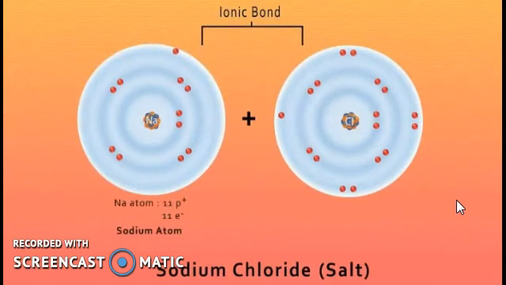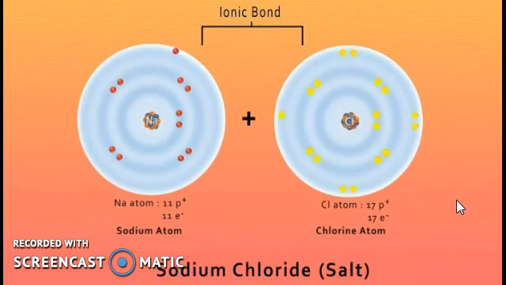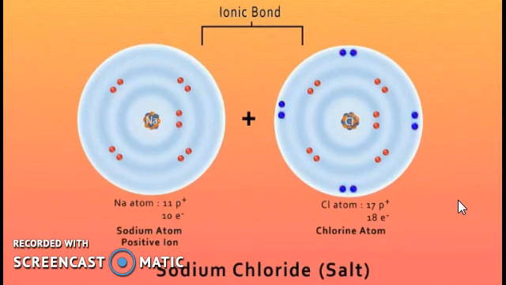A sodium atom has 11 electrons with the outer level holding 1 electron. A chlorine atom has 17 electrons with the outer level holding 7 electrons. The sodium atom loses 1 electron to the chlorine atom. Because the sodium atom lost 1 electron, it now carries a positive charge and is a positive ion. The chlorine atom now contains 8 electrons in its outer level and is stable. Because the chlorine atom accepted 1 electron, it now carries a negative charge and is a negative ion.